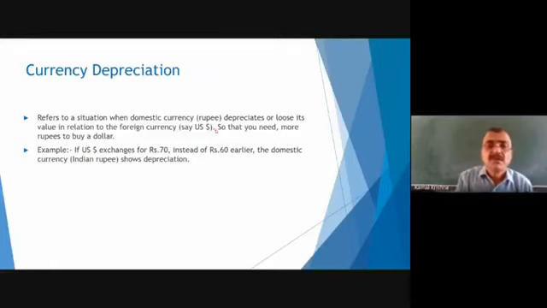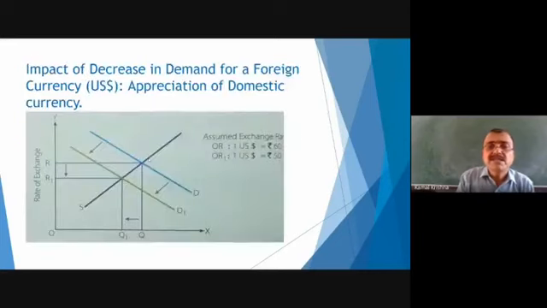For example, if the US dollar exchanges for ₹70 instead of ₹60 earlier, the domestic currency, the Indian rupee, shows a depreciation. It means that the value of the Indian currency has fallen in comparison to the US dollar. Now the next is, what happens when there is a decrease in demand? You can see, students, on this diagram, the demand falls from D to D1 and the exchange rate falls from R to R1.